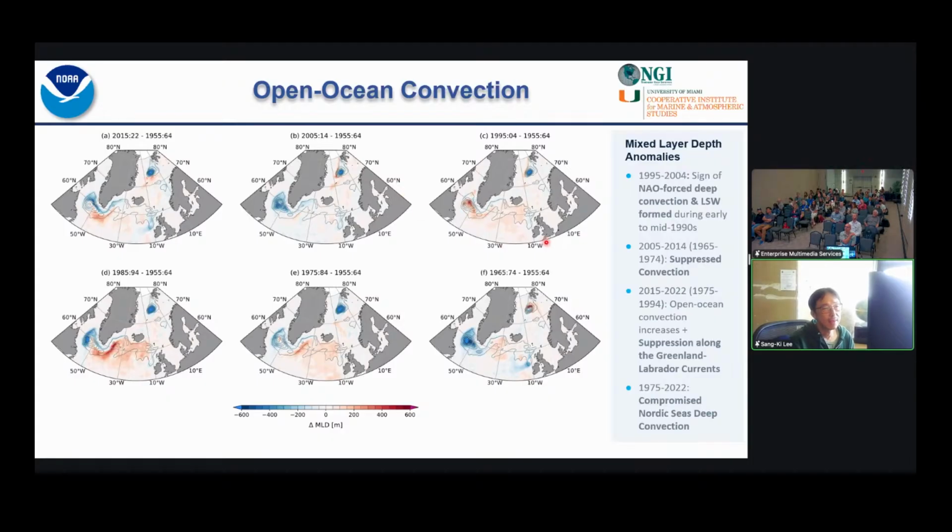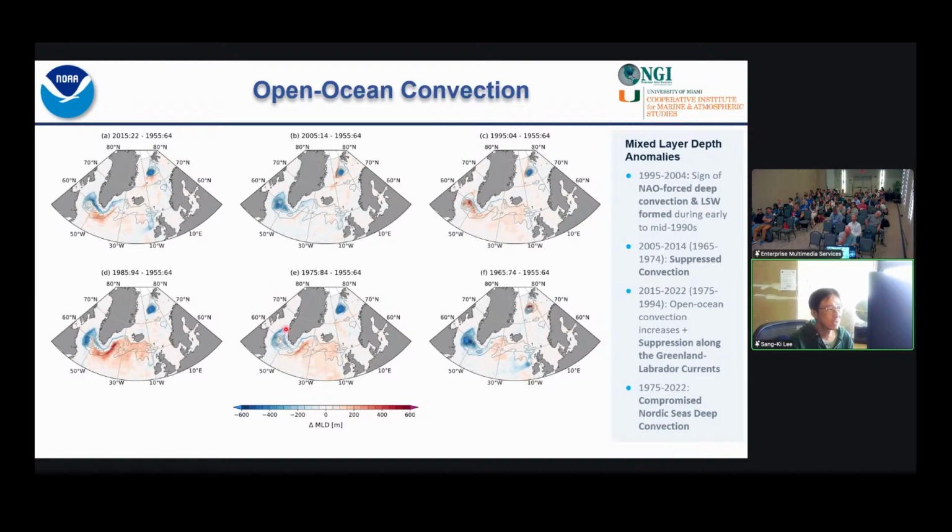And you can see a clear sign of suppressed deep convection during 2005 to 2014, which is consistent with the reduction of the AMOC through this time, especially in the subpolar region. And in the most recent decadal period of 2015 to 22, the mixed layer signal is kind of mixed. You can see there is an increase in open ocean convection here, but also suppression along the boundaries, the Irminger Sea and also the Labrador Sea.